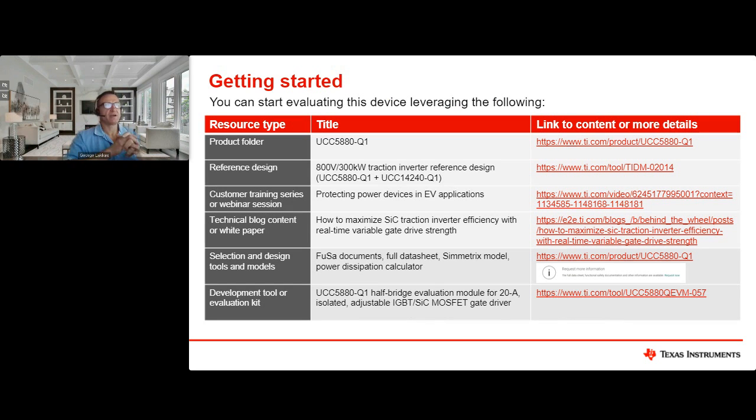We're very, very proud of this product. We have a lot of design support tools to help you. You can see it here. We have a really cool reference design. We showcased it first at PCIM 2023, and you're welcome to copy it. We have training series, technical articles, and a lot of design support tools. We have Symmetrics model, all functional safety documents, a power dissipation calculator, and 2 EVMs.